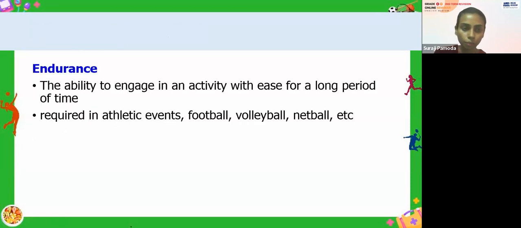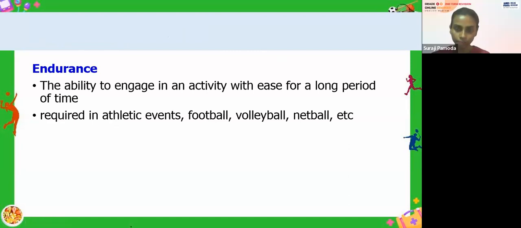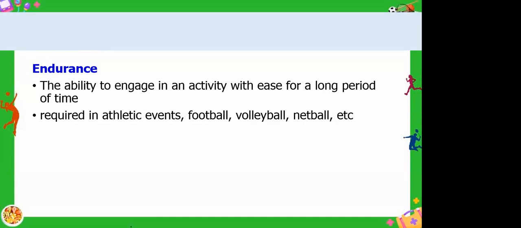So let's see more about what endurance is. The next answer, the second one, is endurance, right? So what is endurance? Endurance means that there are some activities that we have to engage in for a longer period of time, right? To do such activities with ease, that means without easily getting tired, that ability is called endurance.